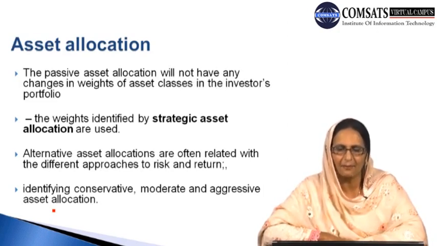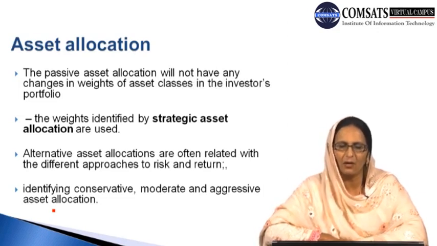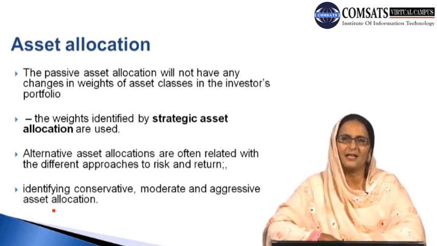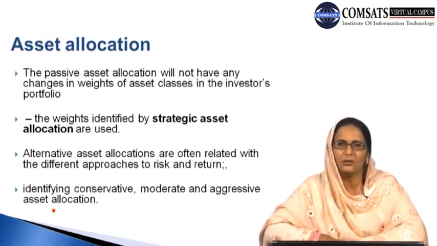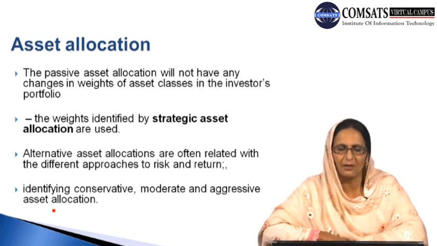The weights identified by the strategic allocation are used, and alternatively asset allocations are often related with the different approaches to risk and return. However, the asset classes are allocated according to the approaches of risk and return, and the element of risk and return should be kept into account. They should be considered while allocating the assets. Identify conservative, moderate and aggressive asset allocation.